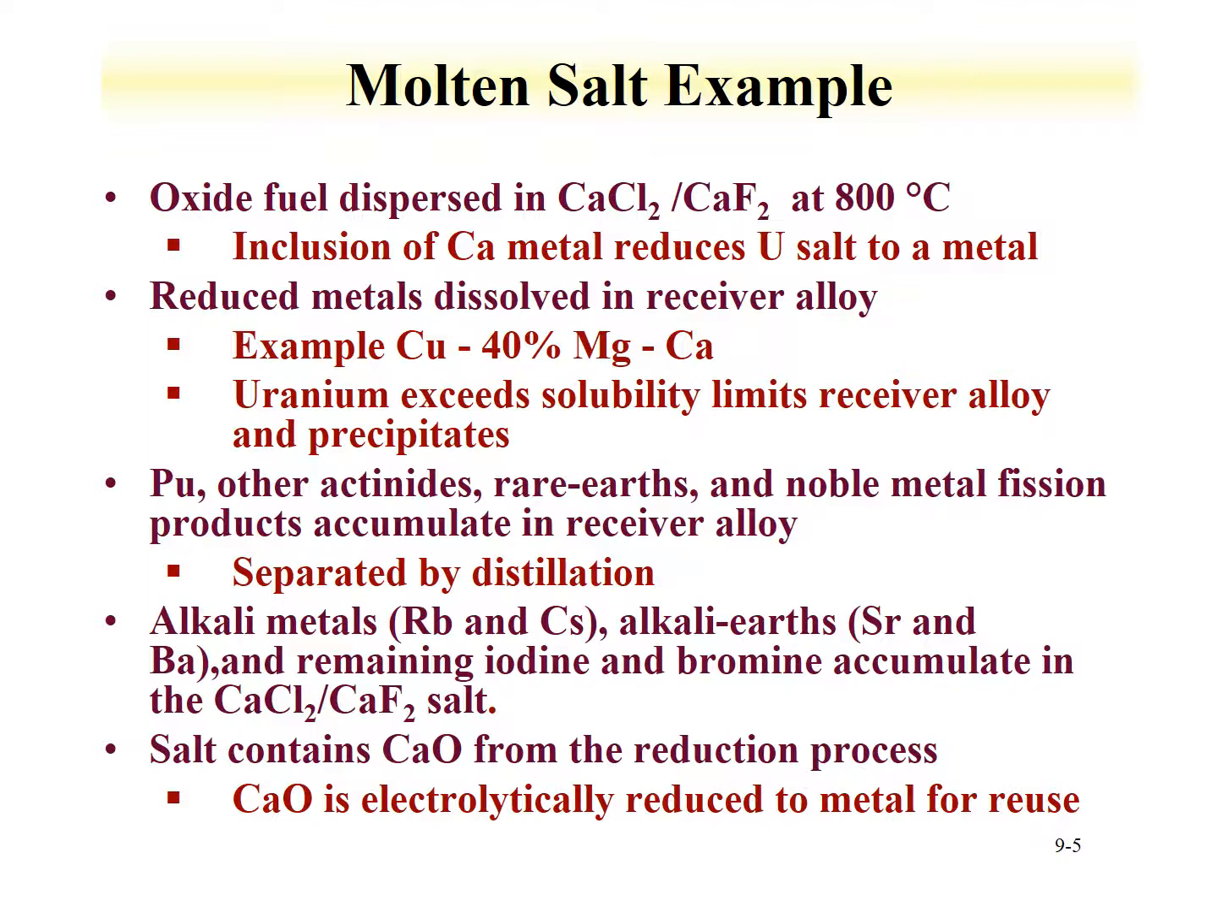Other elements, including plutonium, some other actinides, rare earths, and noble metals, can accumulate in this receiver alloy, and they can be separated by distillation. Remember that from the receiver alloy, the uranium precipitates, so things that are soluble in the receiver alloy remain separated from the uranium. The group 1 and group 2 elements, along with any iodine and bromine, accumulate in the calcium chloride fluoride salt phase, and again are separated from the uranium metal.